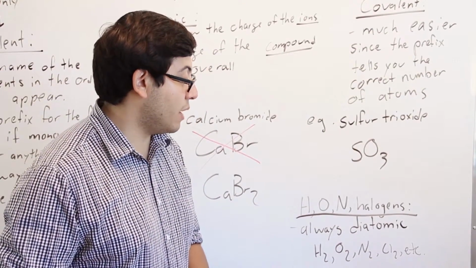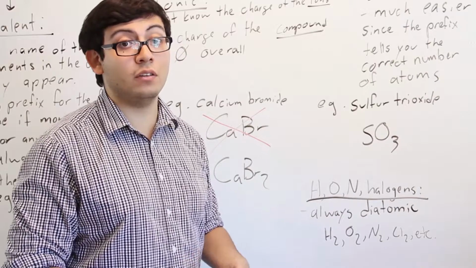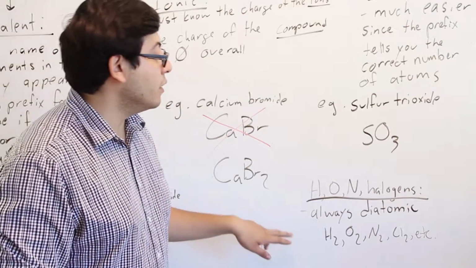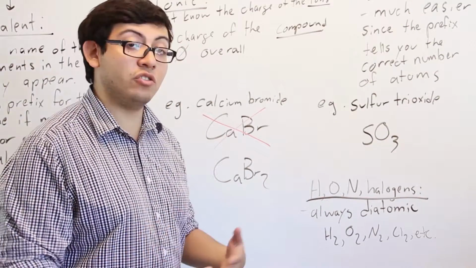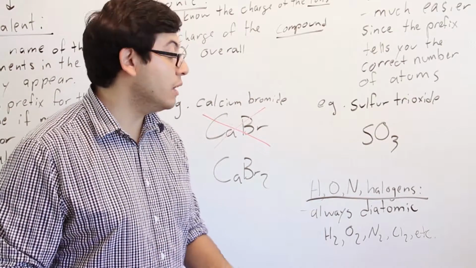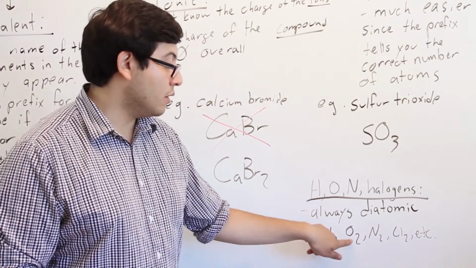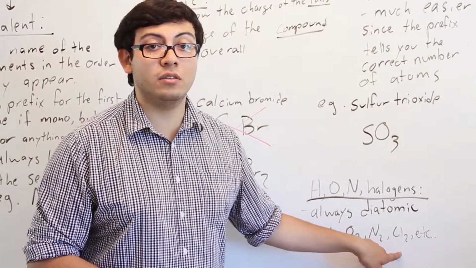One more thing to keep in mind is HON and the halogens. HON stands for hydrogen, oxygen, and nitrogen, and the halogens are the halogens on the periodic table, so fluorine, chlorine, iodine, those guys. Whenever somebody refers to hydrogen, oxygen, nitrogen, or any of the halogens in their gas form, it's always going to be diatomic. So you always need to write it as H2, O2, N2, Cl2, and so on.